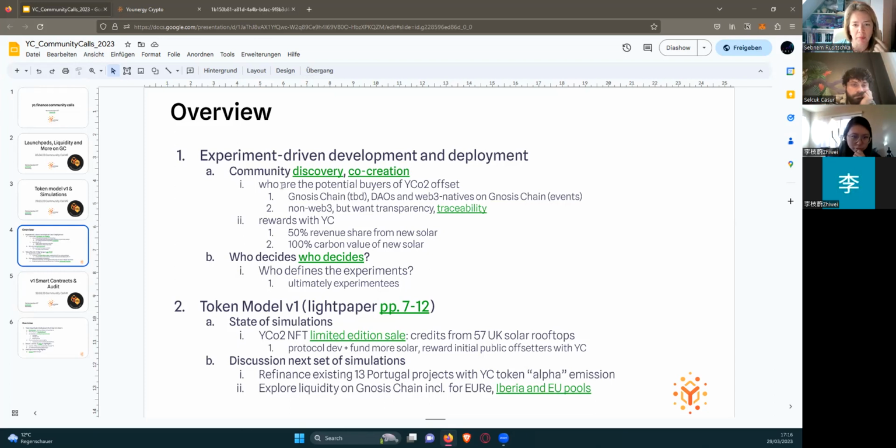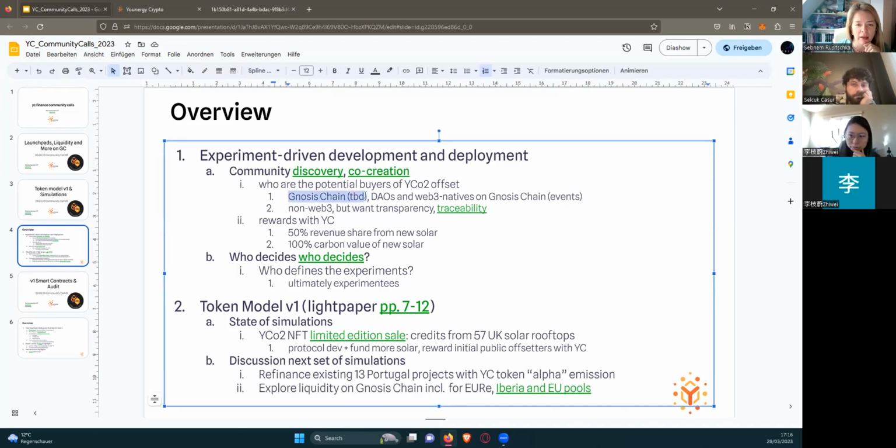We found the potential buyers of the YCO2 offsets on chain are people and organizations on chain. Gnosis chain itself would be a super interesting off-taker or user of these offsets, but also DAOs and Web3 natives who are close to or on Gnosis chain are interested, especially when it's about events coming together, people flying to events. That's when the YCO2 offsets make sense, and we can do it in a Web3 native way.